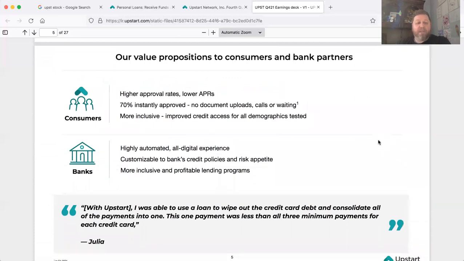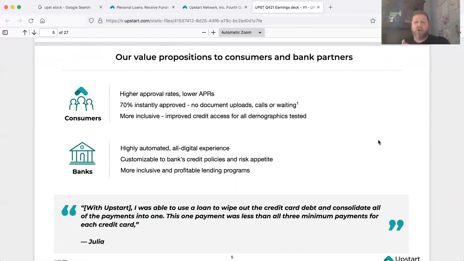Here's sort of the big piece of it. For consumers, higher approval rates and lower APRs. Man, I'll tell you what, if the average on the site is 25, 26%, whatever that number was, I would really be interested to see what that's based on, because I understand there's a lot of credit card debt out there that is pretty bad, but they're talking about also car loans and all kinds of things.